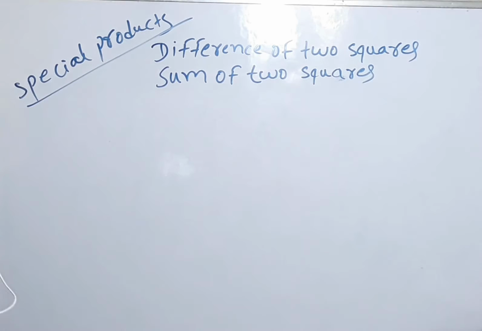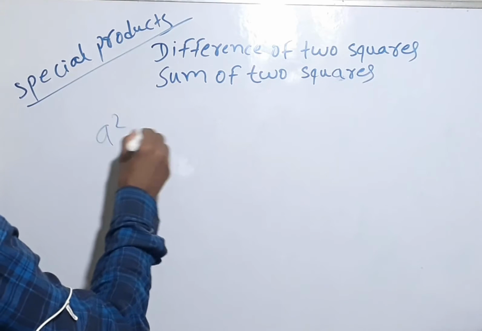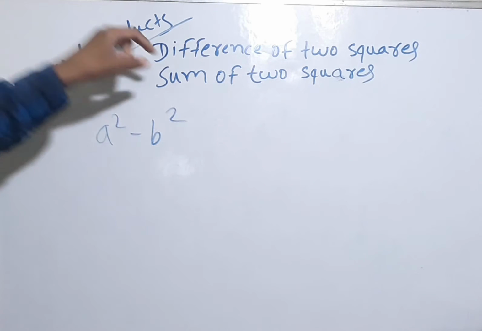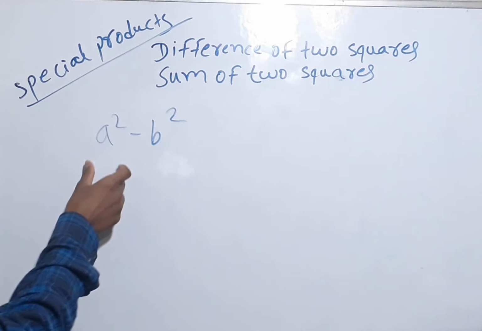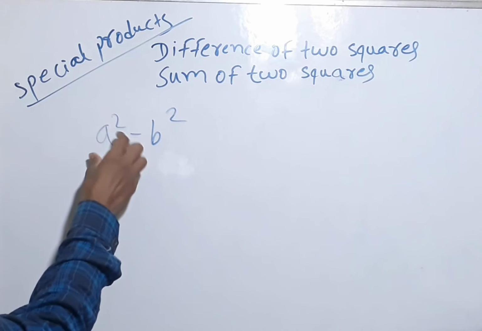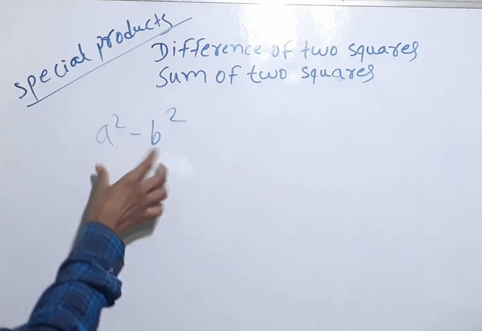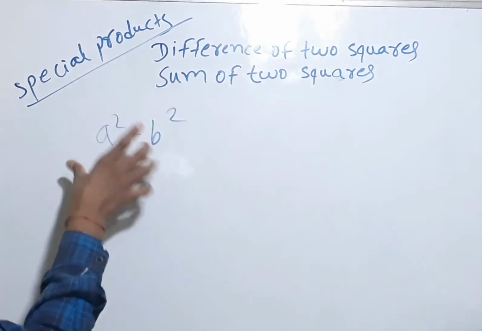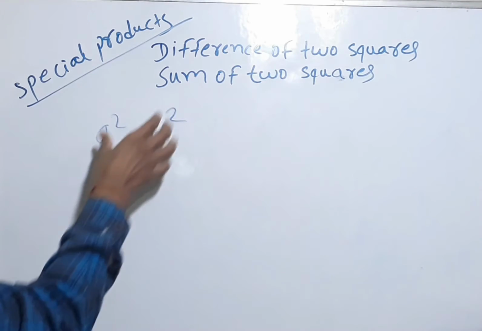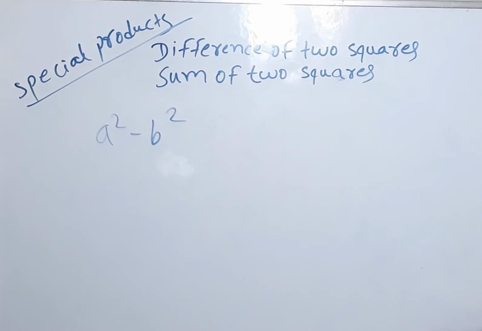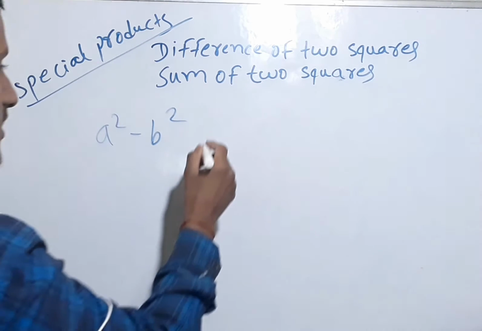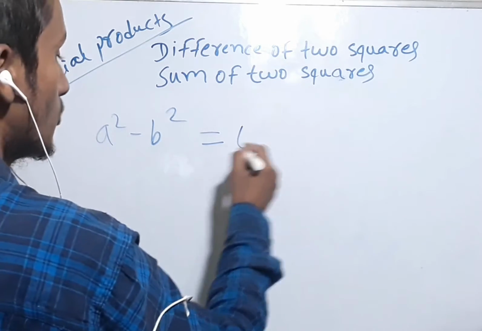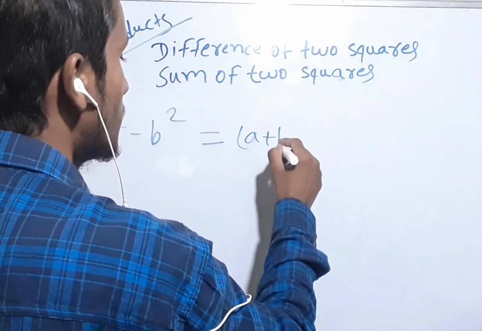So this is implying a squared minus b squared. How is this implying this one? We have two squares here, as you can see, a squared minus b squared. You have the square of the first number and the second number, and this shows the difference, meaning subtraction. So this is difference of two squares, meaning a squared minus b squared. What is this equal to? In factorized form, this is equal to a plus b times a minus b.